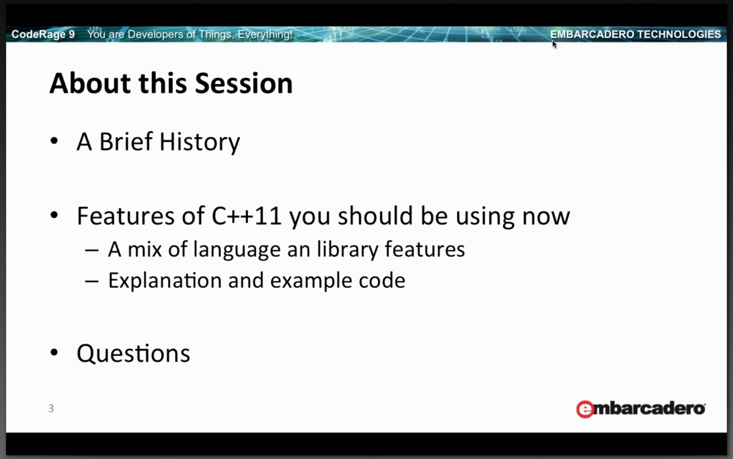So in this session, we'll just do a brief history of C++. More specifically, it is Embarcadero's history and relationship with C++. The next thing we'll get into are features of C++11 I think you should be using now. And there's a mix of library and language features. They all work together, of course. And I'll try to provide a detailed explanation of each of these features and show you some example code as well. And then at the end, we'd be happy to take any C++11 specific questions. Actually, I'll take questions of any type that you might have. But if they're too off topic, then we may have to answer them outside of this session. So let's jump into it.